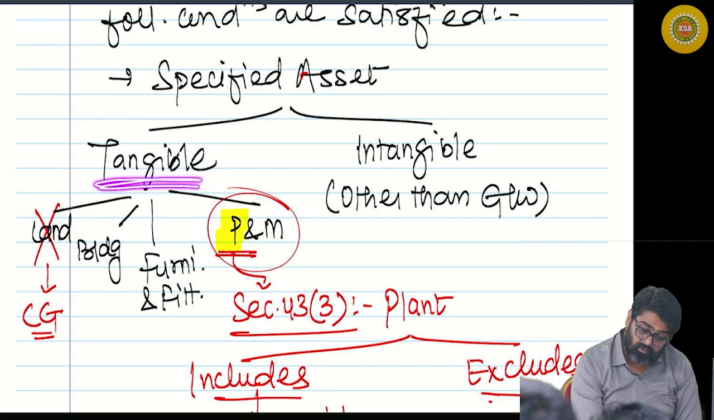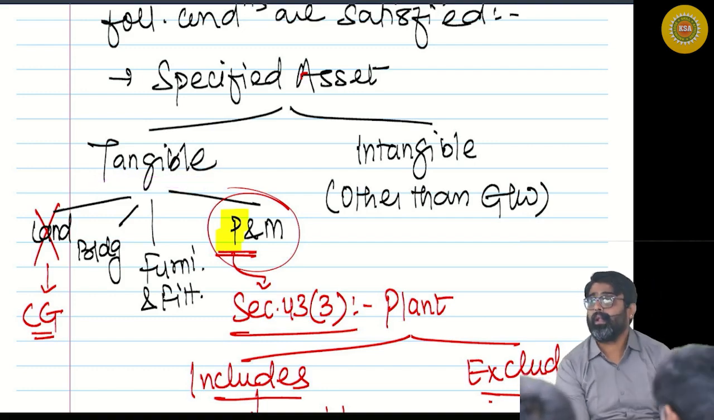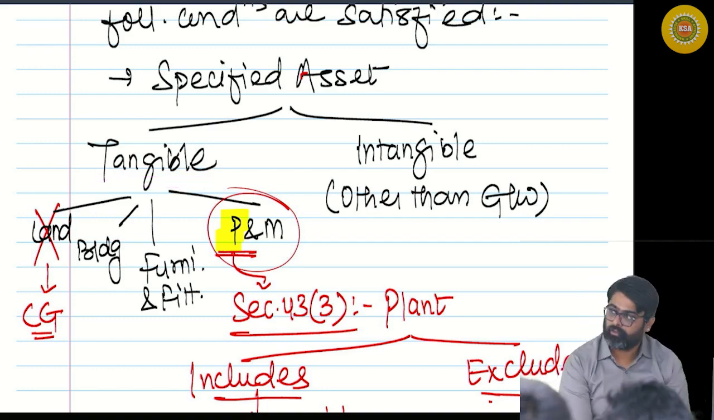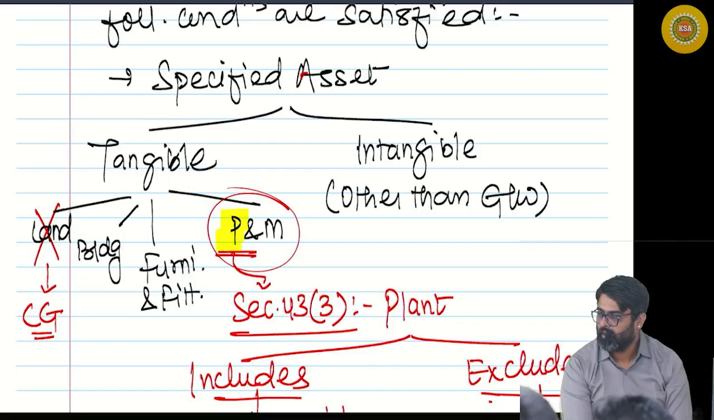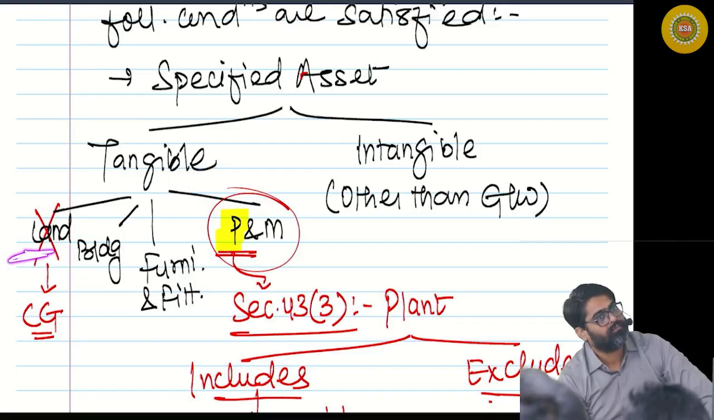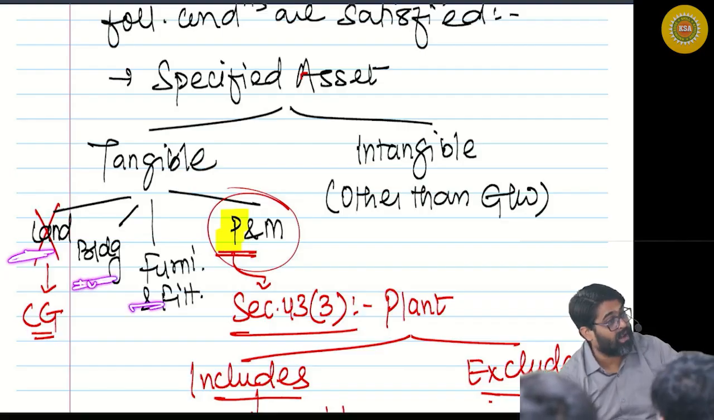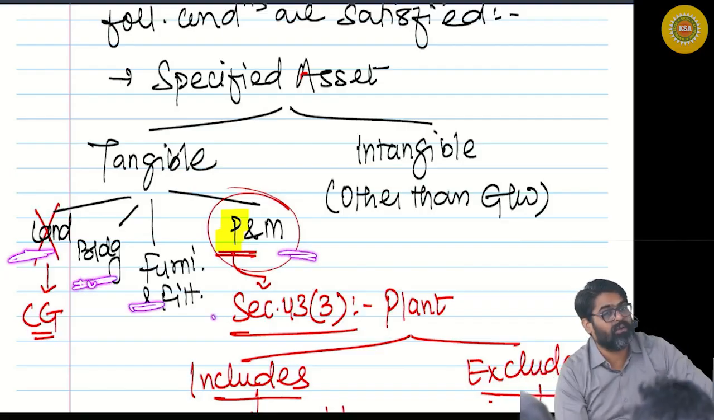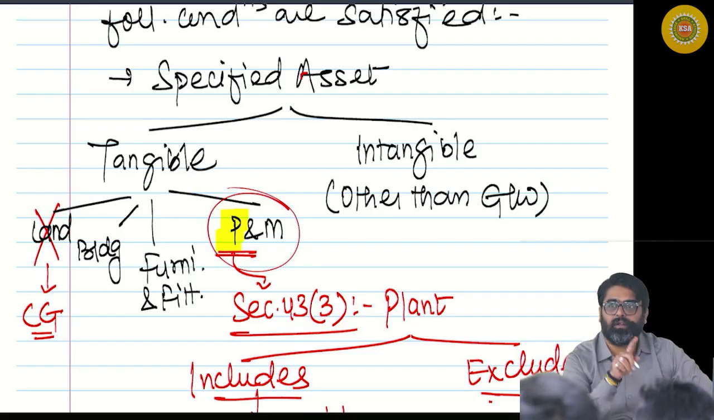Now, can you have tangible assets? Can you have tangible assets used for the purpose of your business or profession? What type of tangible assets you will have? Start from land. On that, building is constructed. With that building, plant and machinery and furniture will be used. Yes or no? These are all tangible assets.